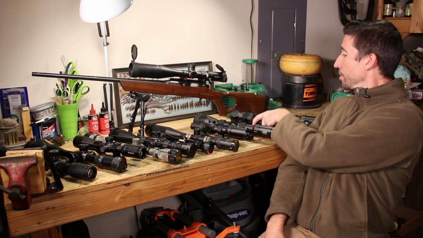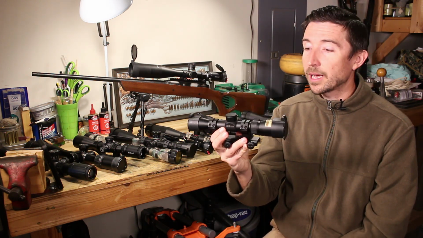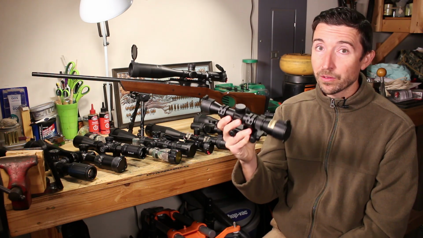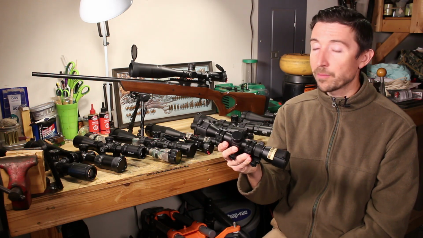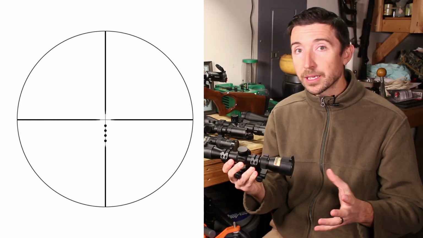That's how we get the ballistic drop compensating reticles, like the one that we get here in this Nikon pistol scope. Unfortunately, I don't think Nikon makes this anymore. If you can find one, these are great. This is a 2.5 to 8 power. They make some fixed power models as well. And this one has what we call a BDC reticle.